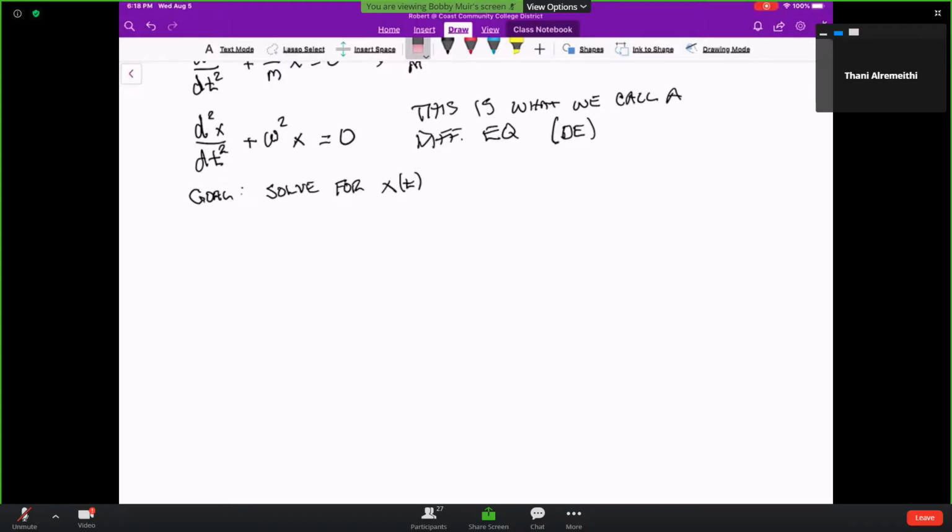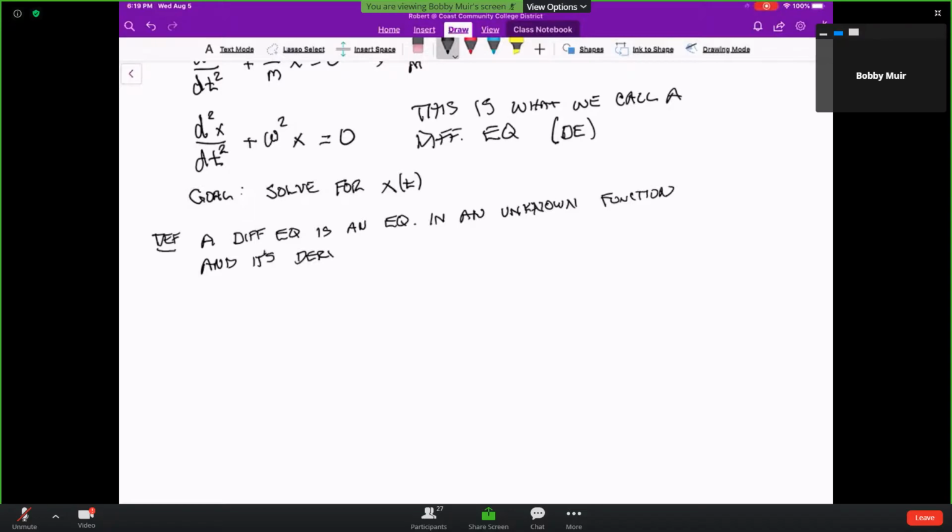Okay, so definition. A differential equation is an equation in an unknown function and its derivatives. Okay, so example, look above.